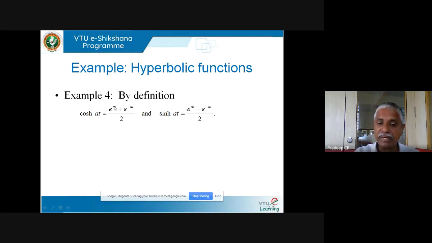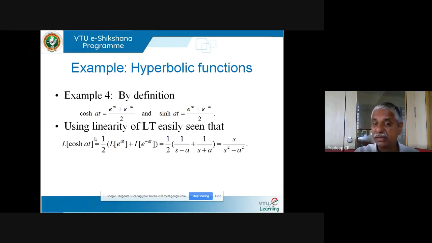Now I want to find Laplace of these functions. They are the next functions for which I want to find the Laplace transform. These are all elementary functions, that's why I'm trying to find Laplace of all these things. So L of cosh at is L of (e power at plus e power minus at) by 2. But by linearity, I can take half out and break it up: L of cosh at is half times L of e power at plus L of e power minus at.